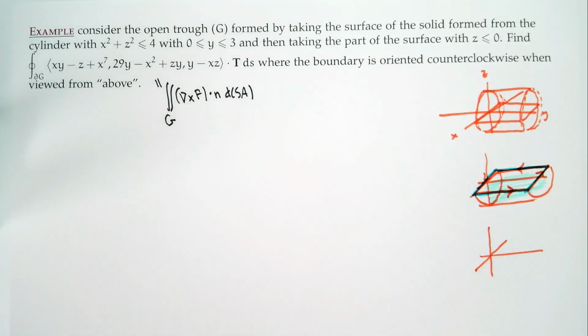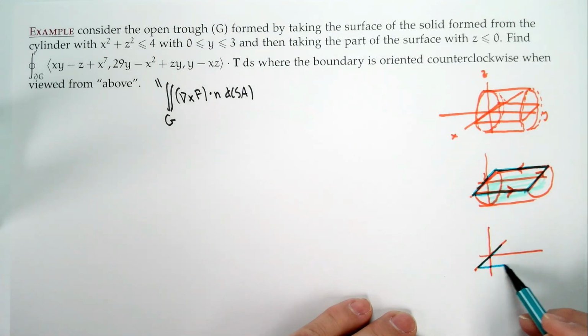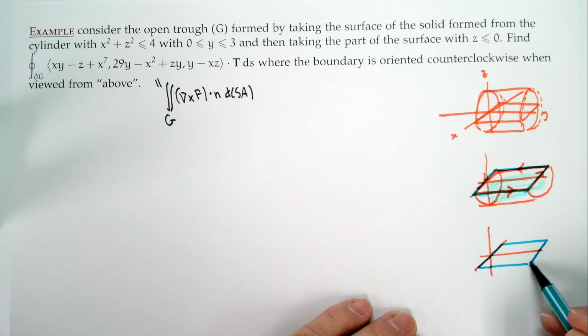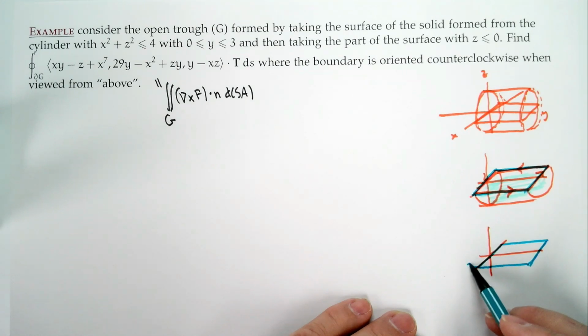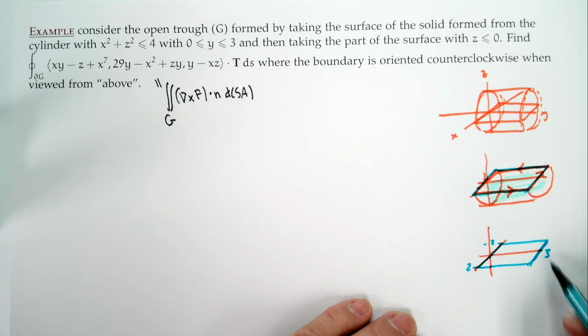So we say, all right, what do we need? We need to make sure we still have the same boundary. So what do we have? Well, our boundary looks a lot like a rectangle. In fact, it's a rectangle sitting here in the plane. Notice that we're going from positive 2 to negative 2 here in the x direction, and from 0 to 3 in the y direction.